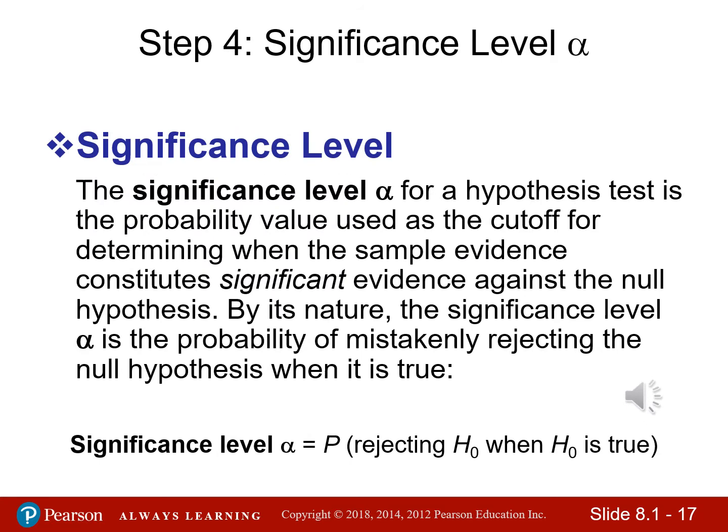In step 4, we identify the significance level alpha. The significance level alpha for a hypothesis test is the probability value used as the cutoff for determining when the sample evidence constitutes significant evidence against our null hypothesis. By its nature, the significance level alpha is the probability of mistakenly rejecting the null hypothesis when it's true. So we can say that the significance level alpha equals the probability of rejecting H0 when H0 is true.